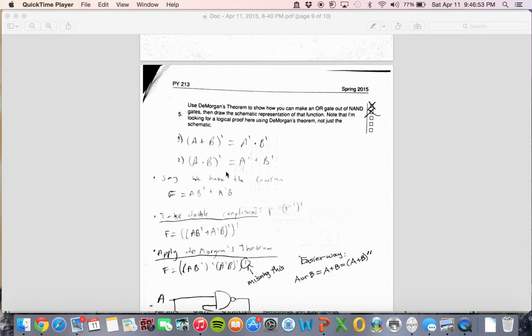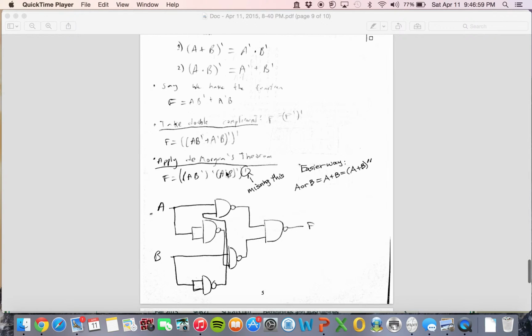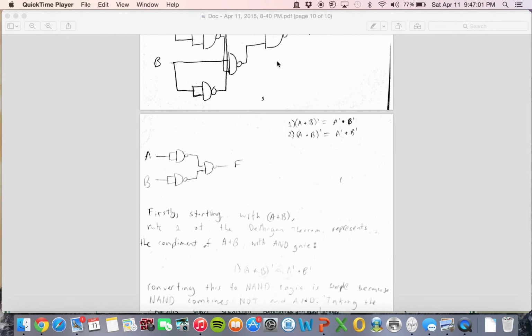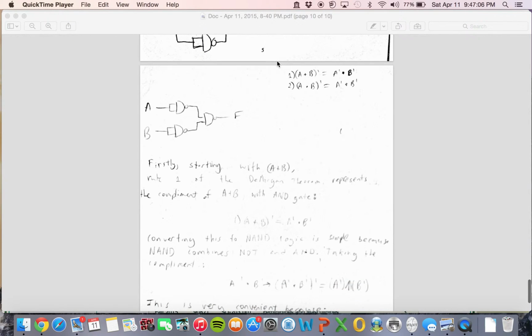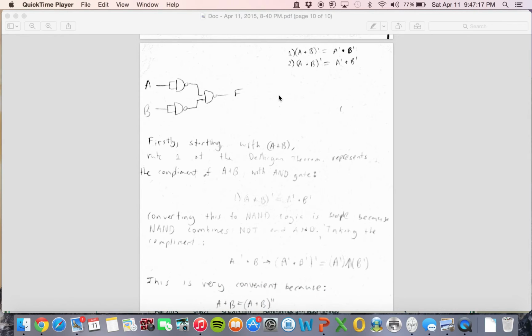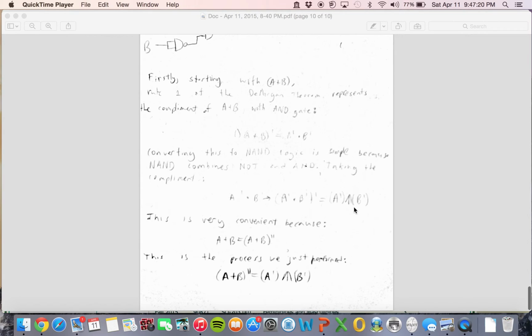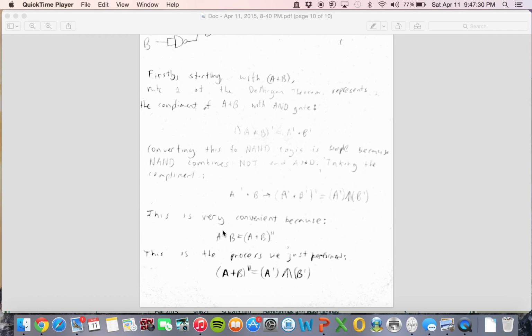In question number 5 for assignment 10, I didn't have a very good proof here, so I gave it another shot for a simpler expression, just A or B, and the first rule of De Morgan's theorem states that the complement of A or B replaces the OR gate with an AND gate, and this is very convenient because we would have to take the complement again to make this a NAND function, and the second complement of any A or B would equal itself. So that's how you turn that into NAND logic.